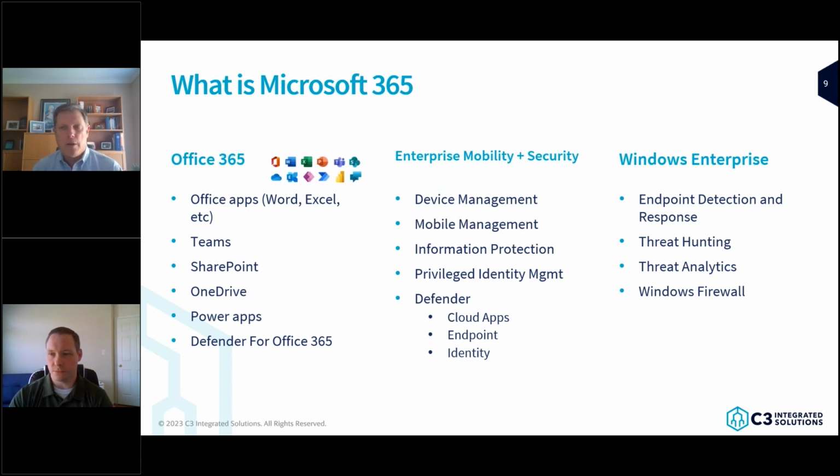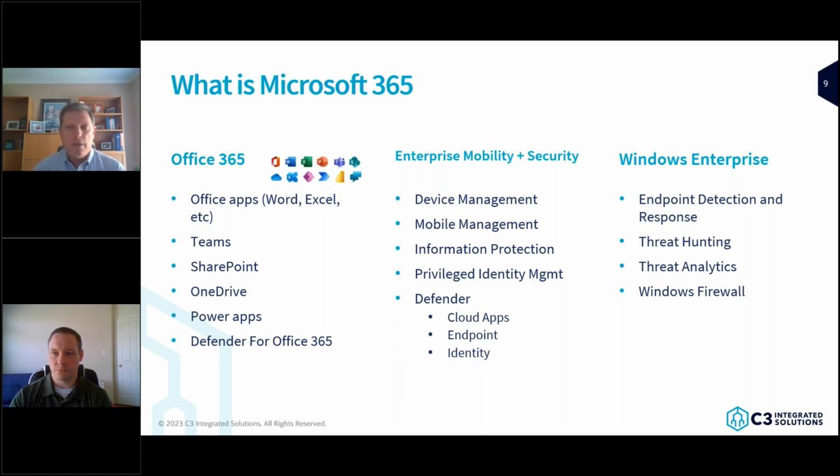Next, we layer on what's predominantly the security stack on top of Office 365, which originally was known as Enterprise Mobility and Security. That term is still used when we start breaking down the licensing. It includes the capabilities around device and mobile management, things like Intune, information protection, privileged identity management, as well as the Defender series for cloud apps, endpoint, identity, that whole family of capabilities.